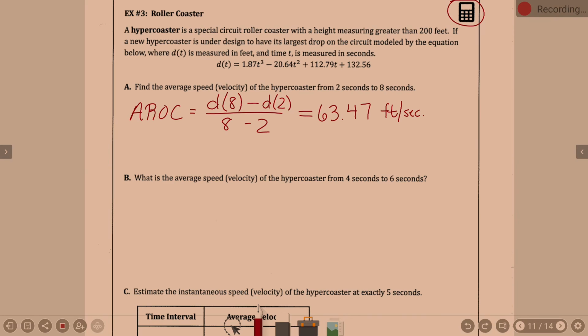Now, here's the deal, guys. I just did that the long way and messed it up. And guess what? I have to use the same formula again. So B, what's the average velocity of the hypercoaster from 4 to 6 seconds? What are we doing this time? Same thing, but with D of 6 minus D of 4 over 6 minus 4. This is where I wish I would have just typed it in the first line, because that would have saved me. I used parentheses and I got a different answer.